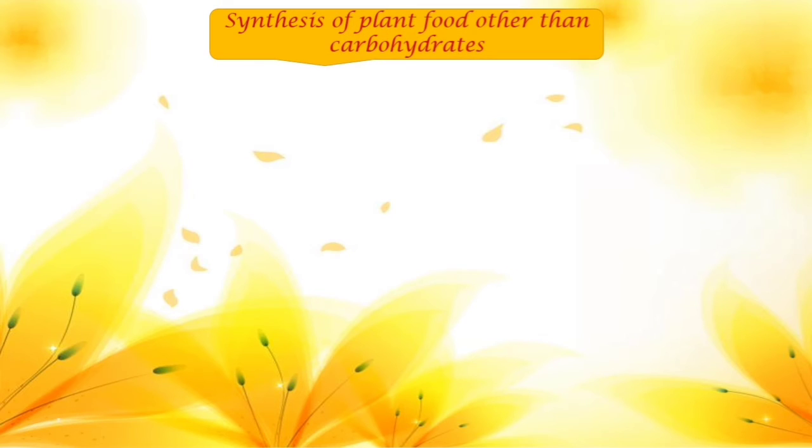Let's also learn how the plant prepares the food other than the carbohydrates. Carbohydrates are a result of photosynthesis, and apart from that, many other minerals are required for the growth of the plant, right? So they make proteins from the nitrogenous bases present in the soil also. So how do they get these kinds of bases? Let us see here.